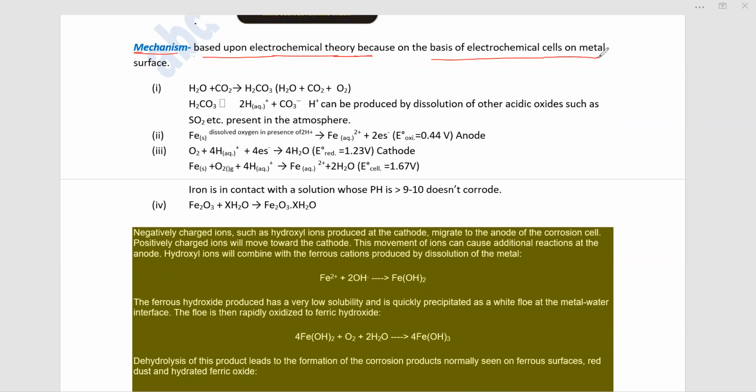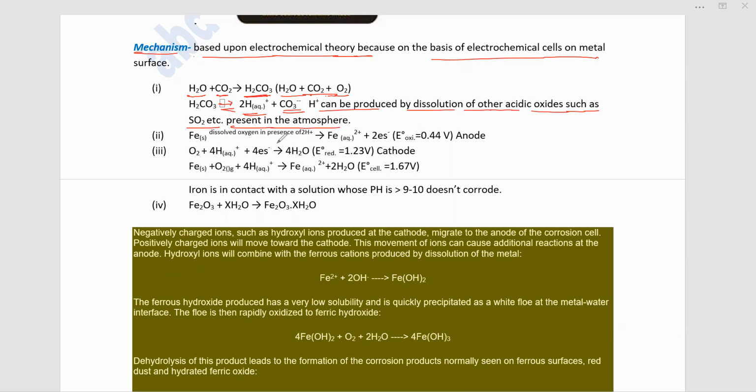In this mechanism of corrosion, first water reacts with carbon dioxide to form carbonic acid, which ultimately decomposes into H2O, CO2 and O2. Because it's a temporary acid, a very weak and very unstable acid, this H2CO3 decomposes into H+ and CO3 2-. H+ can also be produced by dissolution of other acidic oxides such as SO2, etc., present in the atmosphere.